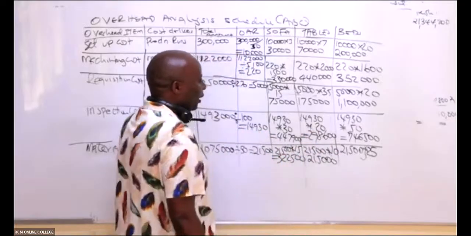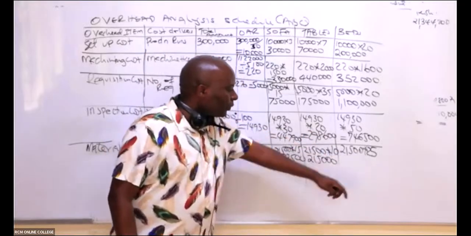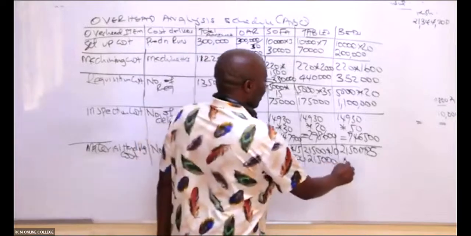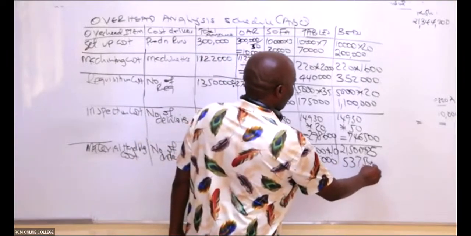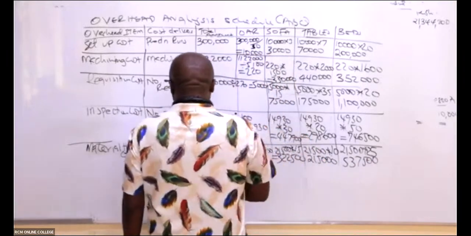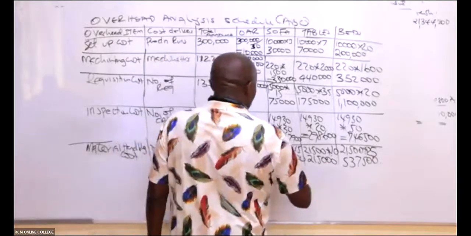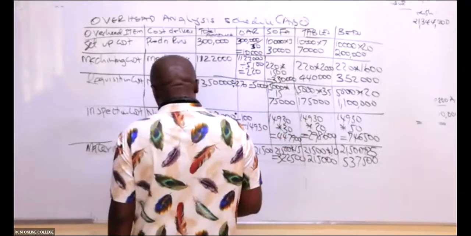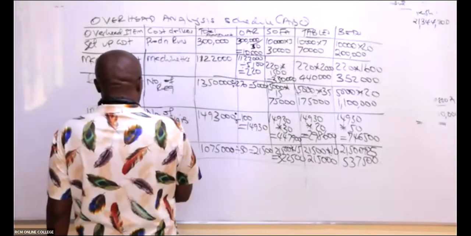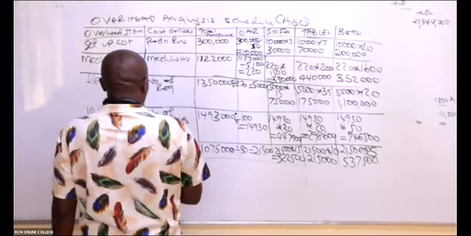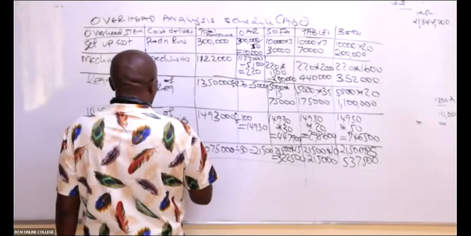Then lastly, what do we have there? 537,500. Thank you so much. So please come and give me the total overheads for each product.